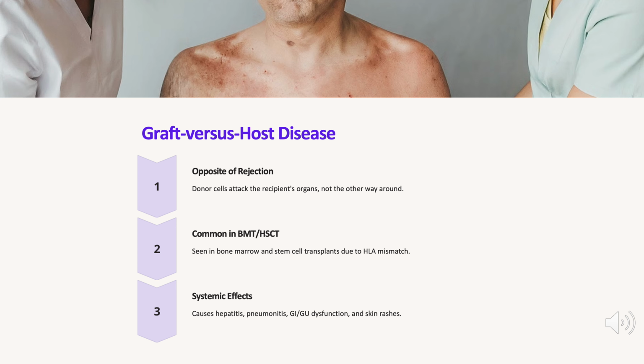GVHD manifests with systemic effects affecting various organs, including hepatitis, liver inflammation, pneumonitis, lung inflammation, gastrointestinal, GI, and genitourinary, GU, dysfunction, and skin rashes. These manifestations reflect the immune system's response to the recipient's tissues, leading to tissue damage and dysfunction.